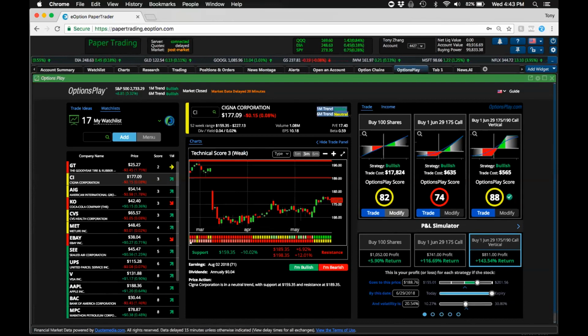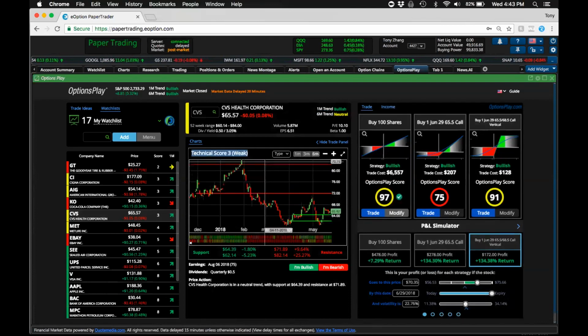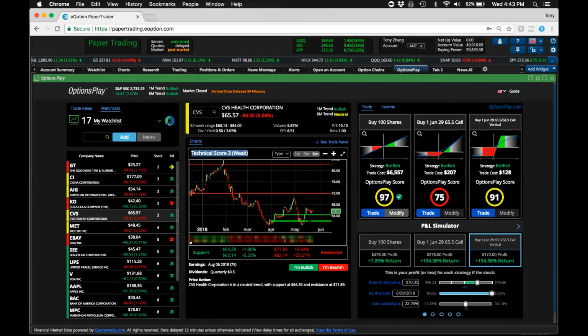And using these two in conjunction with each other gives you a much better picture than just looking at each one individually. Let's look at a few more examples here. CVS, same thing. CVS is a relatively weak stock, score of 3. So let's pull up a longer historical chart. As you can see, it had a pretty strong start to the year and then a pretty miserable fall since then. It's clearly underperforming the overall market.